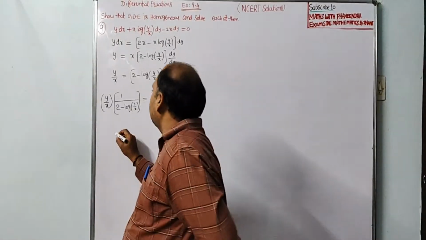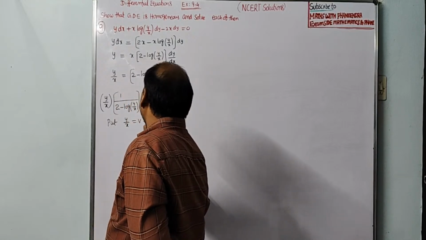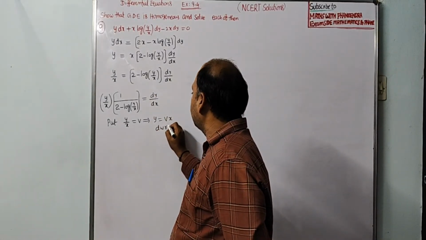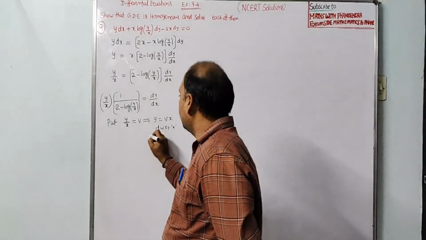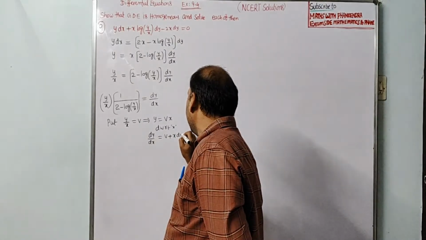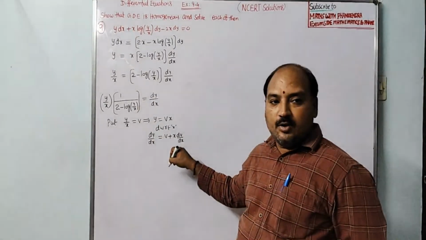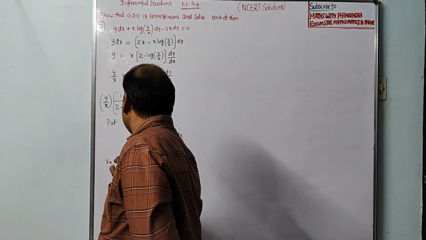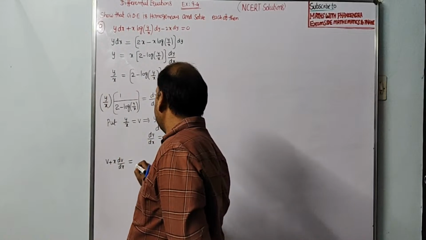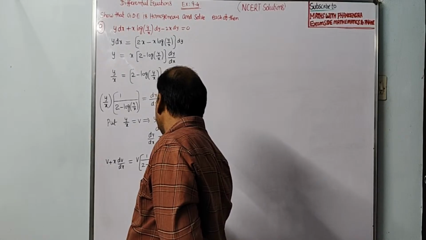It is homogeneous. Put y by x is equal to v. That implies y is equal to vx. Differentiate with respect to x. So dy by dx equal to v plus x dv by dx. So wherever dy by dx is there, replace with this value. So v plus x dv by dx is equal to, y by x is there, v into 1 by 2 minus log v.